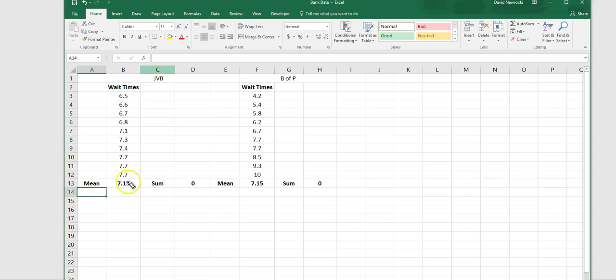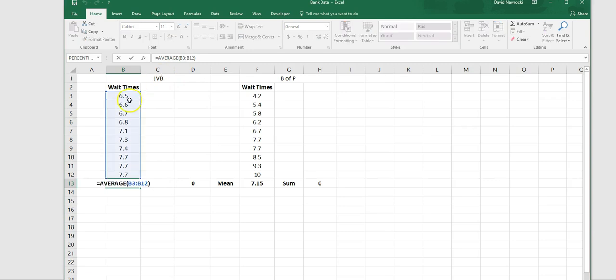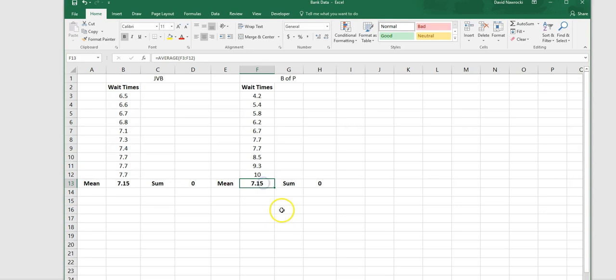Now, if we take the mean for each one, we see that we get 7.15 for both. Right here is the formula for evaluating the mean. Remember, we just use the average function, and over here it is the same for the Bank of Providence. So we see that we get the same number.